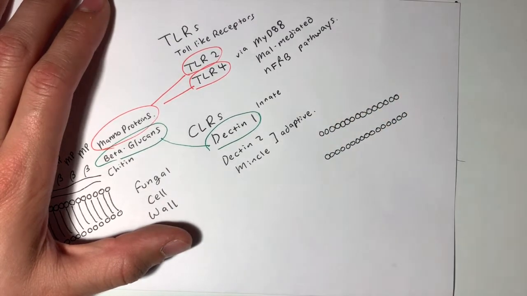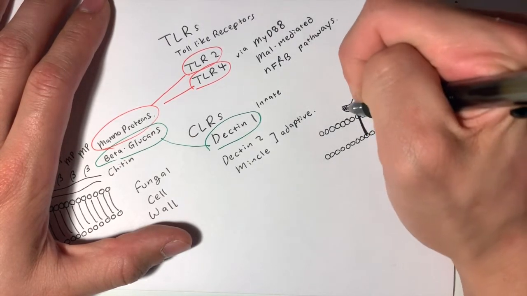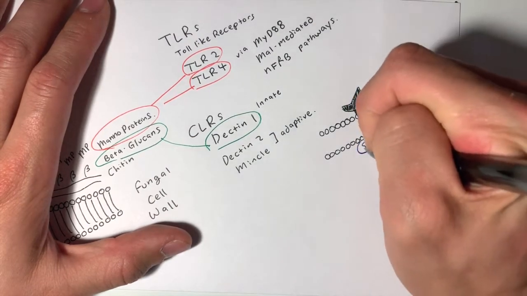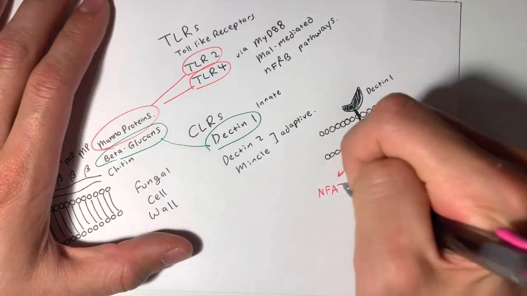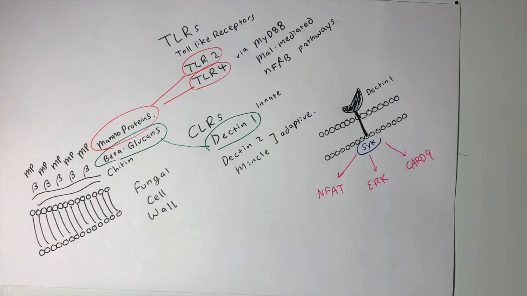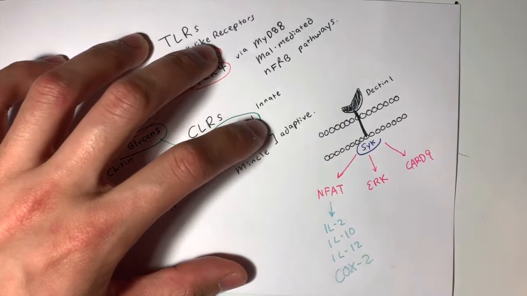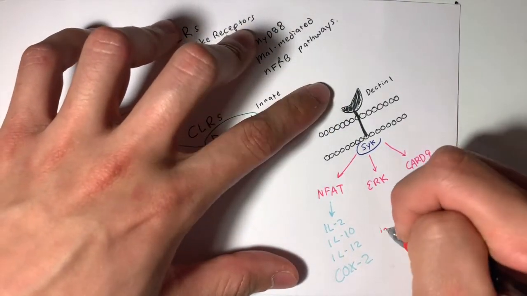When Dectin-1 is activated, Syk, which is a tyrosine kinase, activates NFAT to produce IL-2, IL-10, IL-12, and COX-2. Syk also activates CARD9, an adaptor protein that downstream activates nuclear factor kappa B, or NF-kappa B, to produce IL-6 and TNF-alpha. If the inflammasome is also activated, NLRP3, which transcribes for cryopyrin, is activated to start producing IL-1 beta.